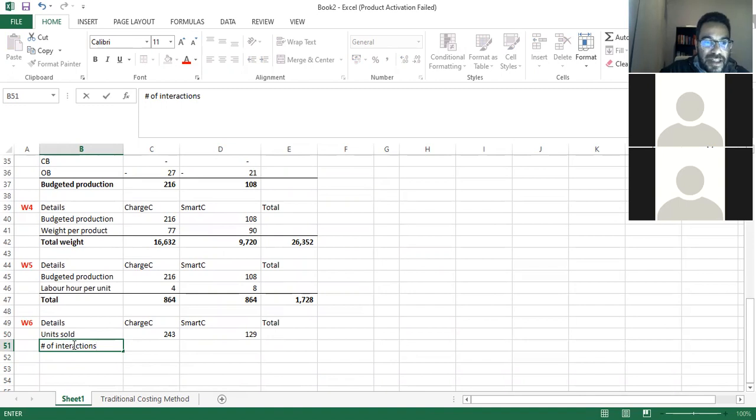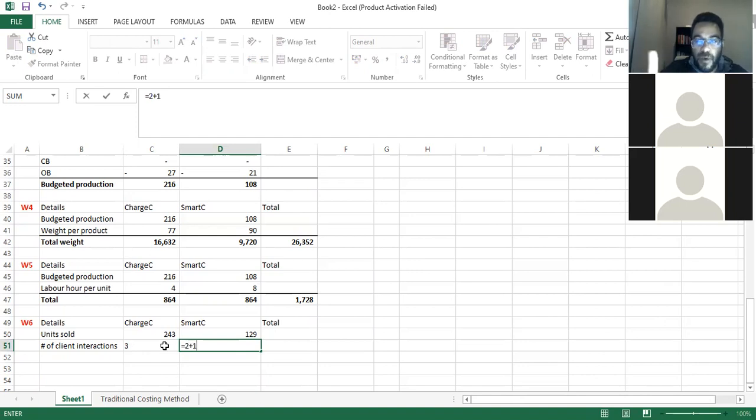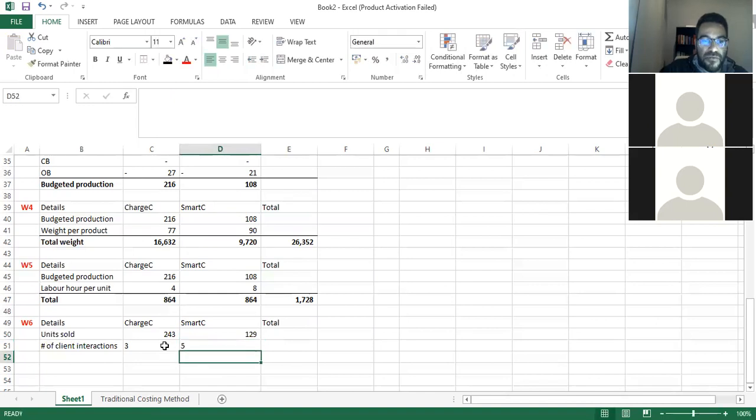Number of interactions. Just to make it more clear, it's not any interactions, it is client interactions. For Charge C, it is 2. The client contacts the company twice, and then the company contacts the client once. So that is 3. Let me just do it like this: it is equal to 2 plus 1. For Smart C, the customer contacts us twice. Then we phone them once for order details and delivery details. And then after that, we contact them twice for after service. So therefore, for each sale, it is 3 and 5.